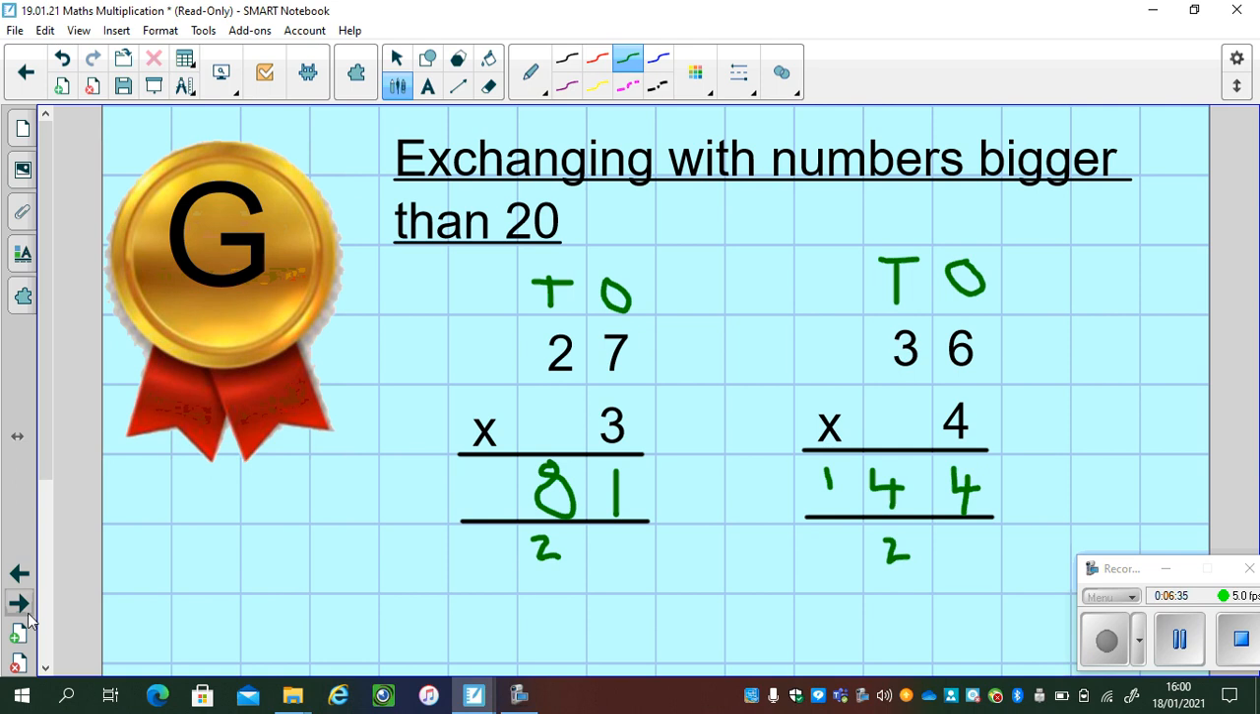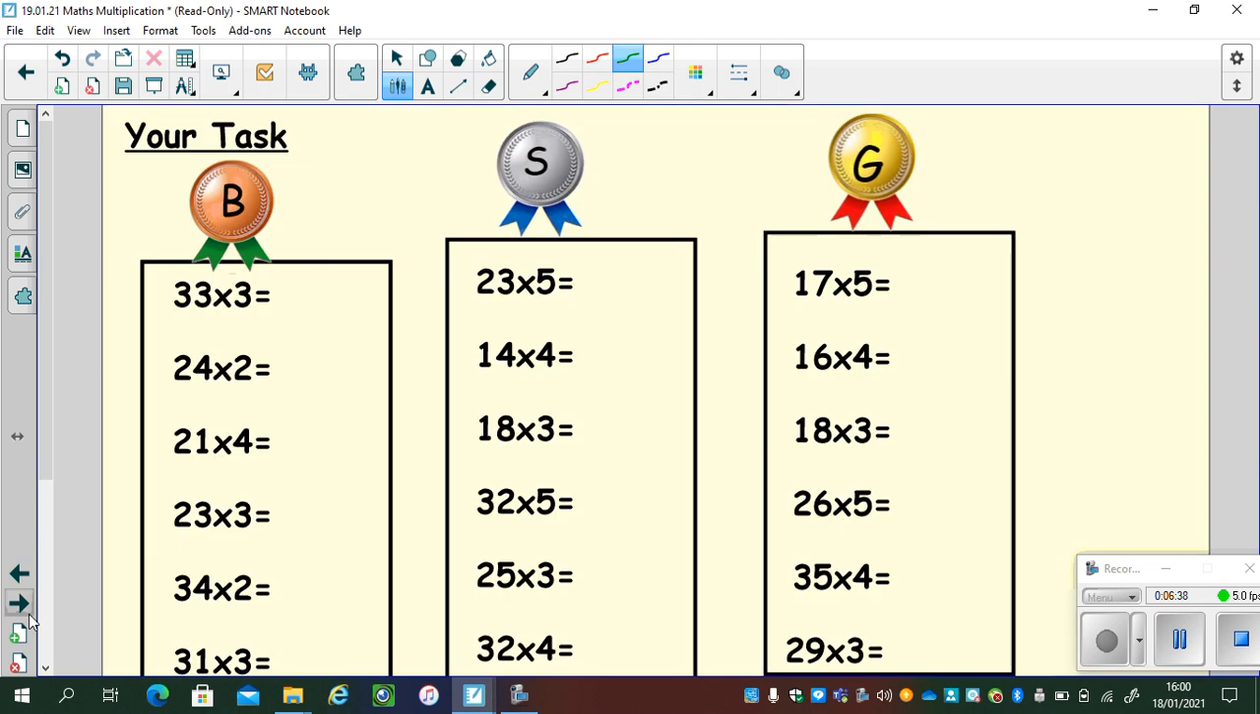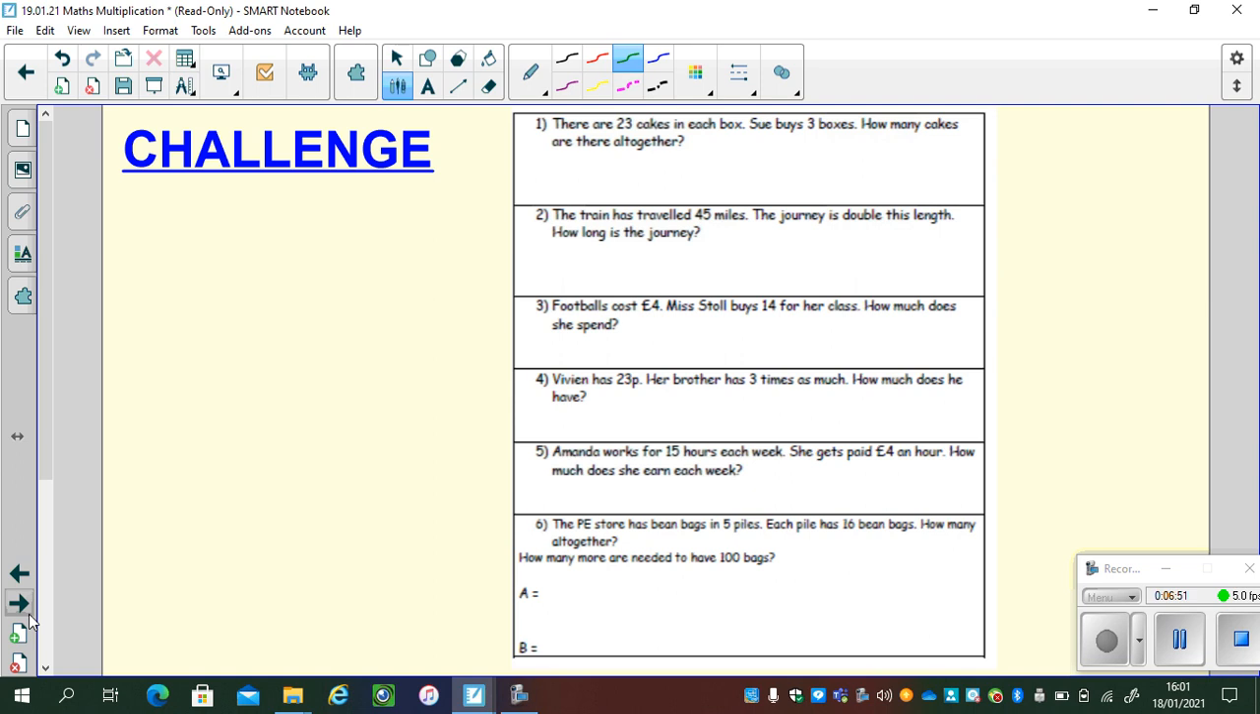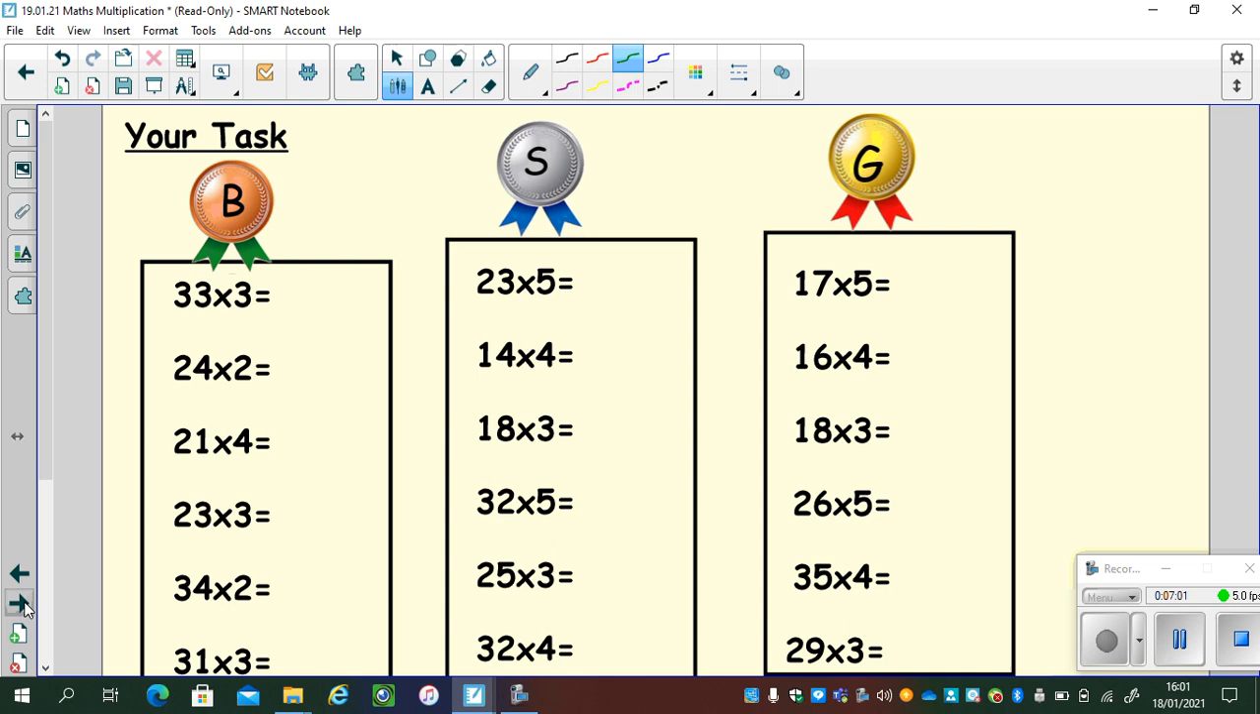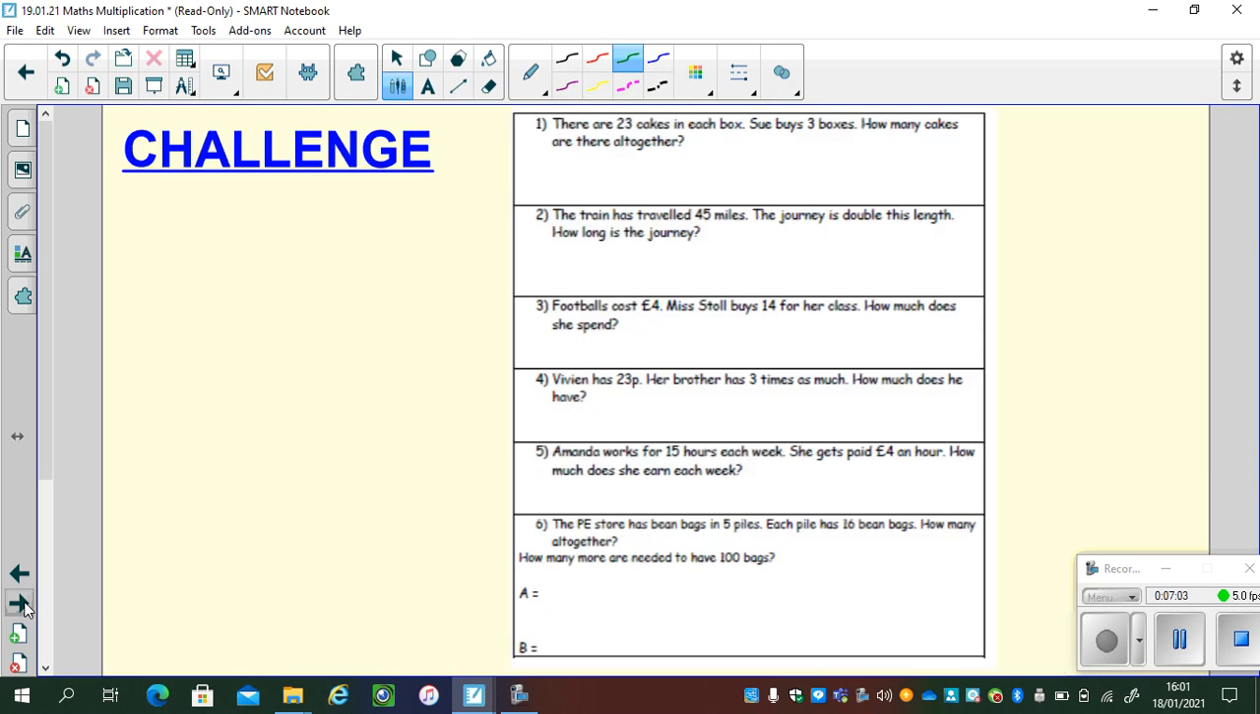Now it's your choice whether you're going to do bronze, no exchanging today, silver, exchanging with teen numbers, or gold, exchanging with numbers that are bigger than 20. If you'd like a challenge, on the next page, we have some word problems that can only be solved by doing some multiplication calculations. Pause the video on whether you'd like to do bronze, silver, or gold, or whether you'd like to do challenge. Do all your workings out in your books, and remember to come back to the video when you want to see the answers.